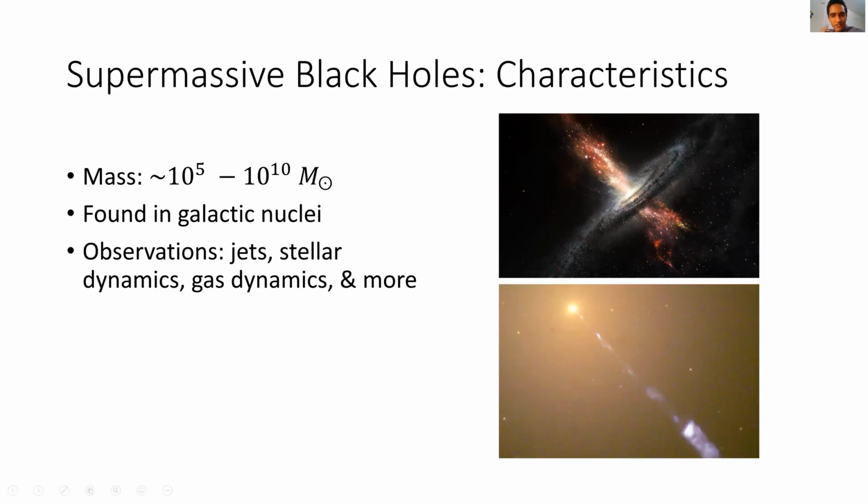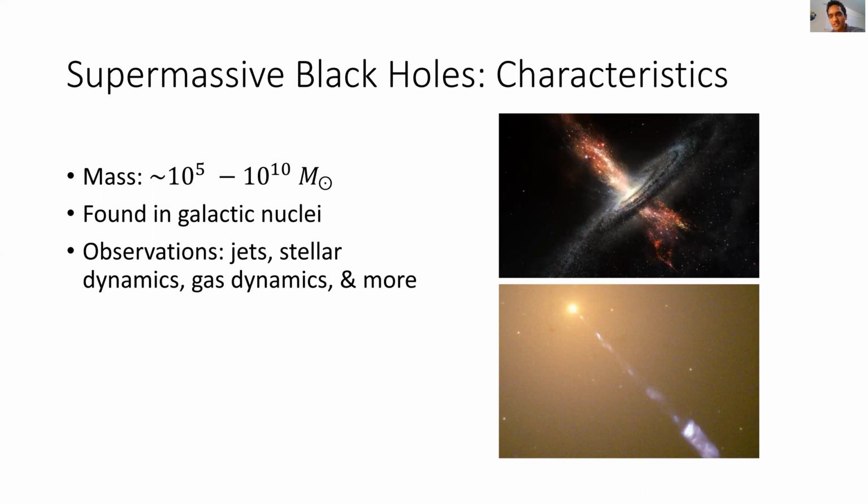So the observations for them are similar. We still observe jets from them. This yellow dot in the bottom image is actually a galaxy. That's the M87 galaxy. And this big pillar that's coming away from it can be traced back all the way to the center, to the nucleus of that M87 galaxy. And that pillar is the jet that's coming out of the supermassive black hole in the middle.